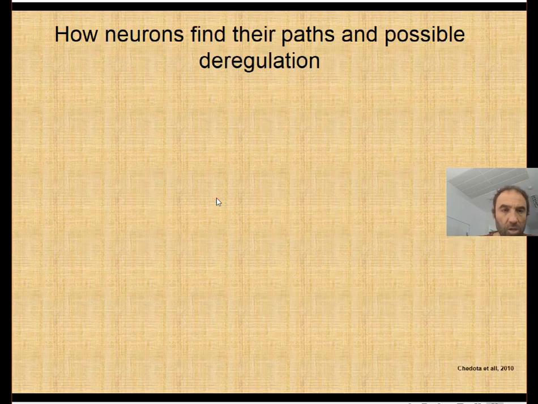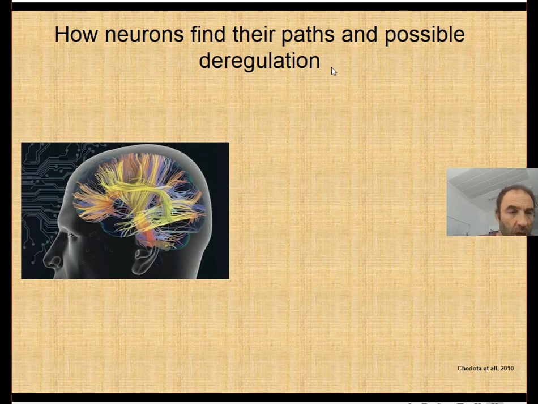So let me first introduce the question that motivated our approach: how neurons find their path, and what happens when they could be deregulated. For this, I would like to remind you that neurons in the brain are usually creating connections between various different regions, as beautifully illustrated here with very colorful images.